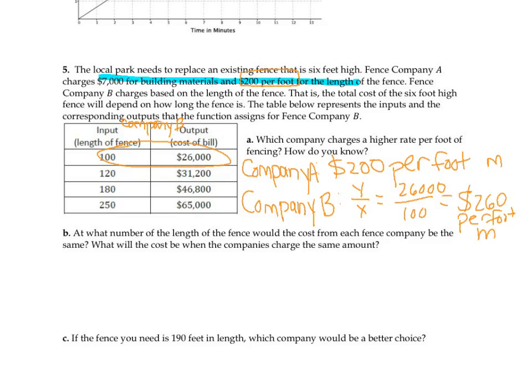which is our m. So now we have to answer the other part of this question. Which company charges a higher rate per foot? So if Company A charges $200 per foot and Company B charges $260 per foot, we know Company B does, because its rate is higher. So that answers the how do you know part.